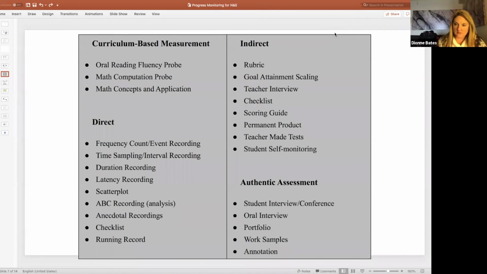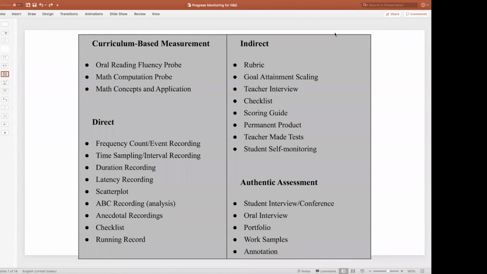Now, a checklist can be either direct or indirect. Of course, with direct, you're looking right at the student doing whatever task they're performing, and you're checking off the checklist. And then, of course, you've got that running record when you're doing the reading. When you're looking at indirect, you don't see the child. Sometimes we have goals that we write and the child's in another classroom, and the co-teacher in the classroom is actually over this, and it's not you.